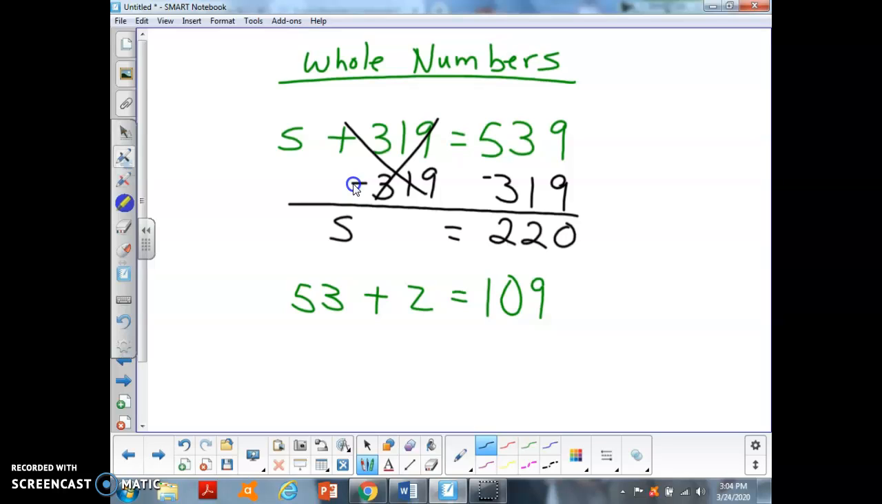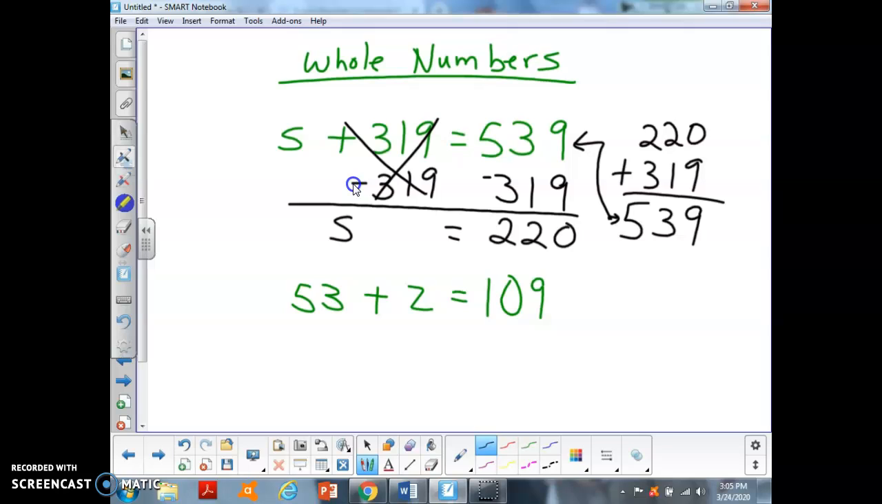S equals 220. We can check that. 220 plus the 319 that we had at the beginning, and it should get us the answer we were looking for. And it does, 539. A little bigger numbers than yesterday.